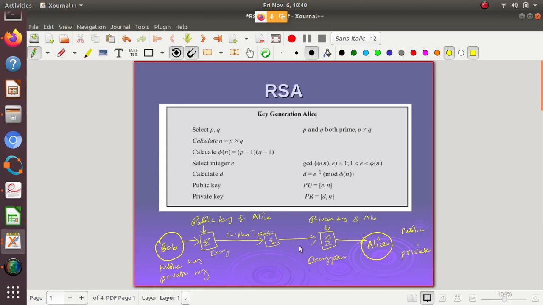Even if the adversary or attacker receives this message, he cannot read the content. This can be decrypted only with the private key of Alice.